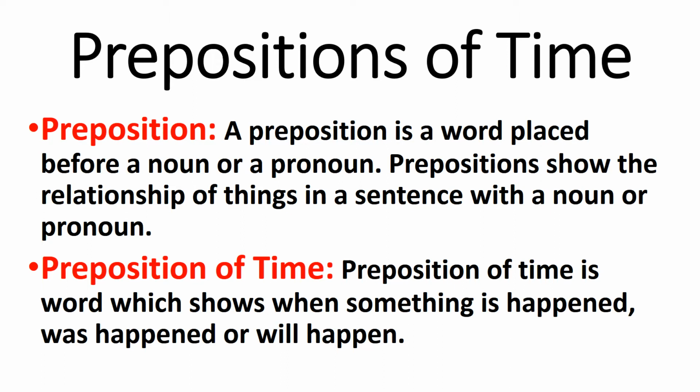When we look at the definition of preposition of time, it says this. Preposition of time is a word which shows when something happened, or when something was happening, or when something will happen. So it tells us when the thing is taking place and in which tense the thing is taking place. So it makes things clear.